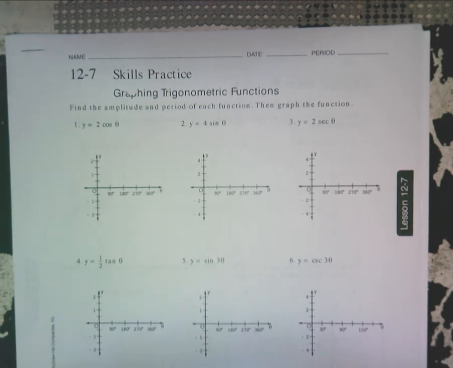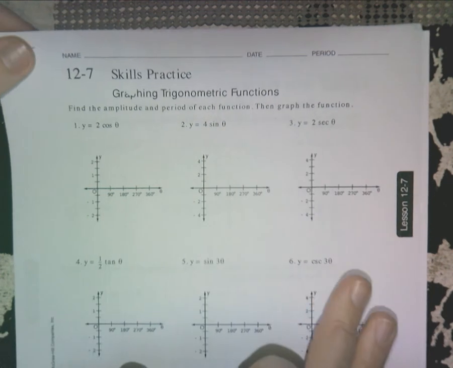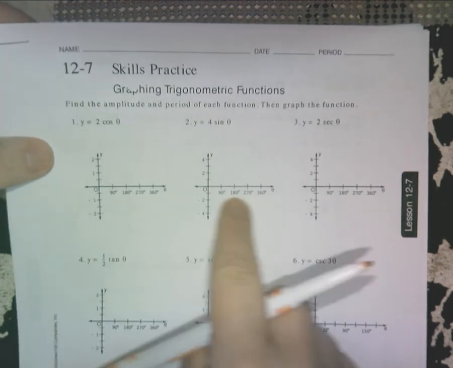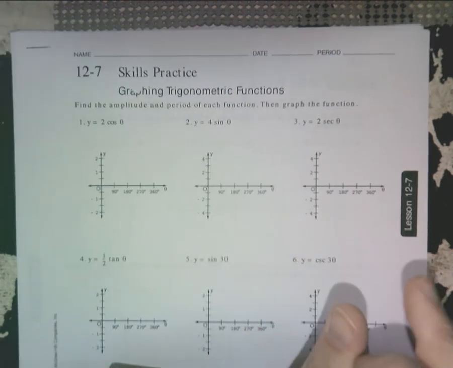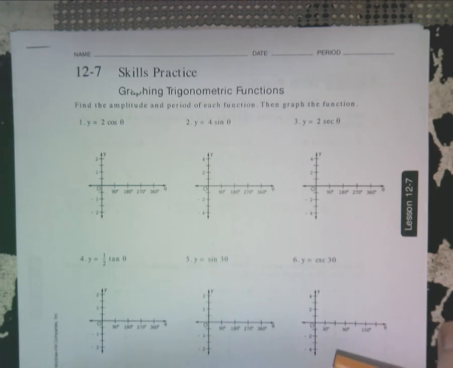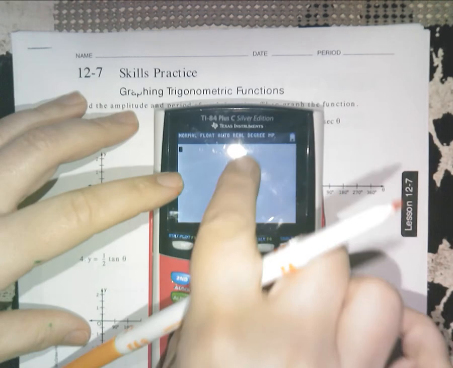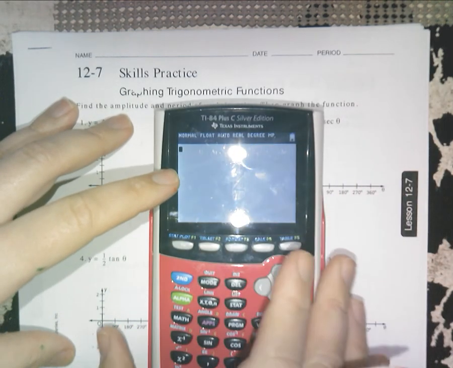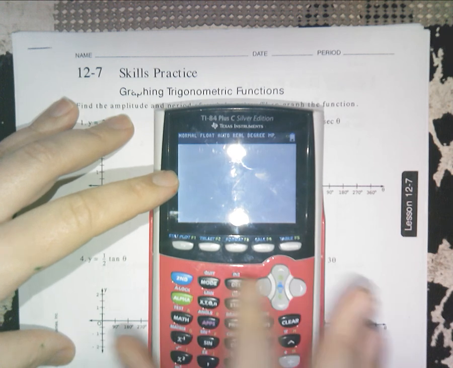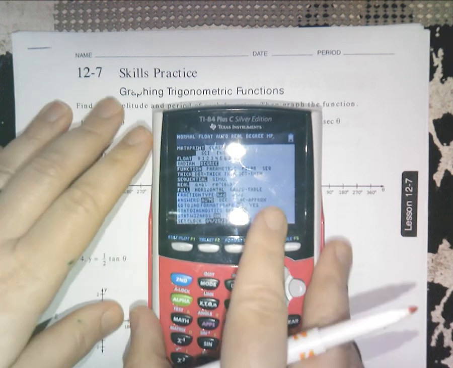Good question. This whole entire worksheet is in degrees. Do you see how everything's in degrees? Tomorrow will be in radians because I want you to know both ways. Make sure your calculator right now is in degree. If you don't know how to go there, hit mode, arrow over to degree.